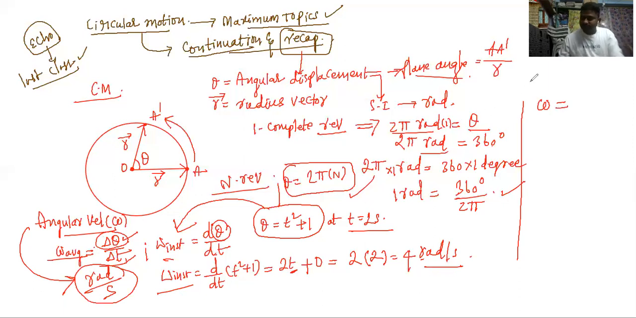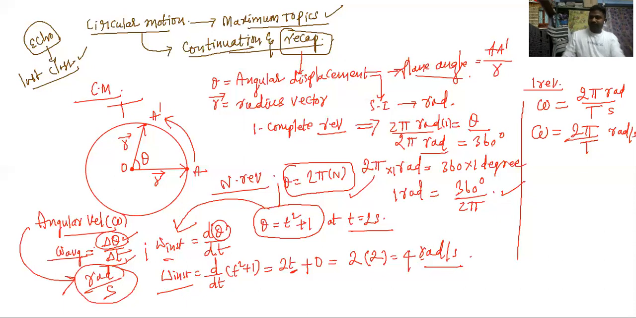For one revolution, the delta theta will be 2 pi radians. The time taken by the particle to complete one revolution is the time period, which is T seconds. So what is your omega? Omega can also be written as 2 pi by T radian per second, my dear students, right?